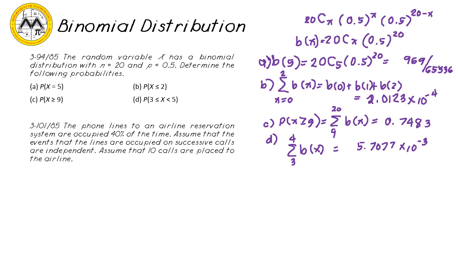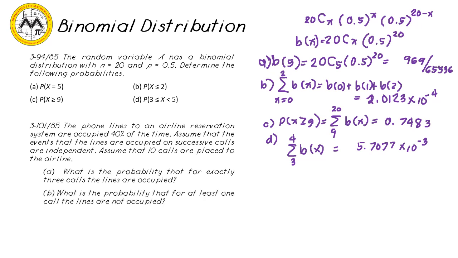The phone lines to an airline reservation system are occupied 40% of the time. So we have the probability is 0.4. Assume that the events of the lines are occupied on successive calls are independent. Assume that 10 calls are placed to the airline, so n is 10. What is the probability that for exactly 3 calls the lines are occupied? So x is 3.